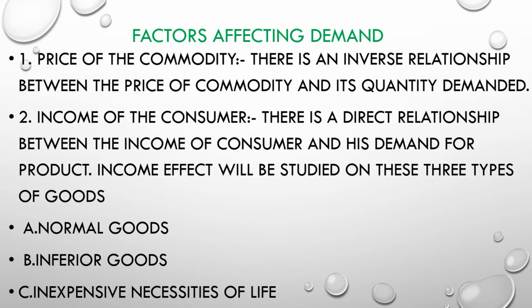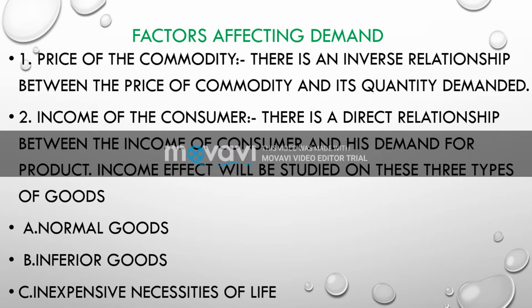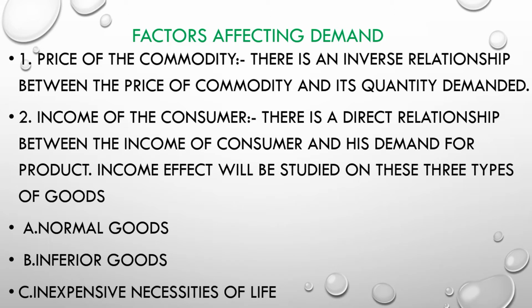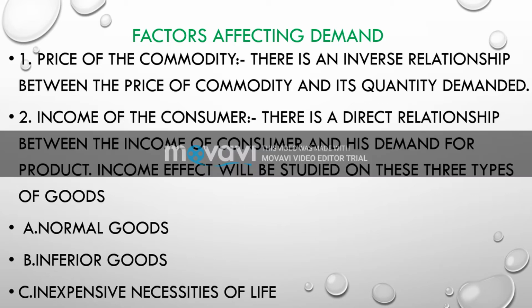Second type of factor is the income of the consumer. There is a direct relationship between the income of the consumer and his demand for the product. With an increase in income, the demand for certain commodities will increase, whereas the demand for certain commodities will come down. Now here we divide the goods into three parts: normal goods, inferior goods and inexpensive necessities. The effect of an increase or decrease in income will be different in these different types of goods.